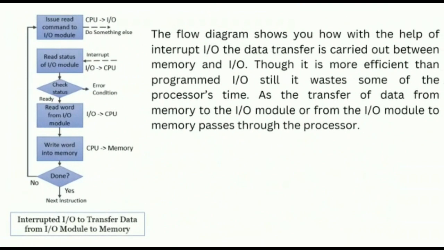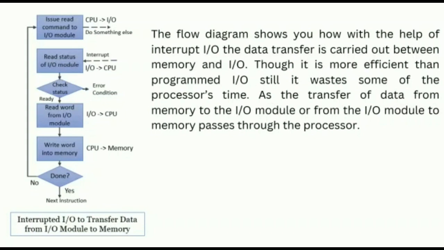As we can see in the flowchart alongside, IO interrupt firstly checks the status of the IO module. If there is any error, it returns the error condition. If there is no error, it is ready to read the word. It reads the word from the IO module. Then the IO module goes to the CPU. It writes the word in the memory and the process is done.